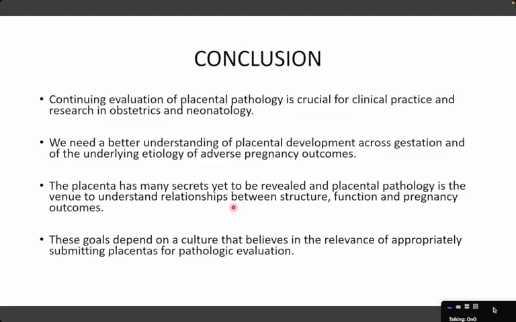Continuing evaluation of placental pathology is crucial for clinical practice and research in obstetrics and neonatology. We do need a better understanding of placental development across gestation and of the underlying etiology of adverse pregnancy outcomes. The placenta has many secrets yet to be revealed, and placental pathology is the venue to understand relationships between structure, function, and pregnancy outcomes. These goals depend on a culture that believes in the relevance of appropriately submitting placentas for pathologic evaluation. Thank you.